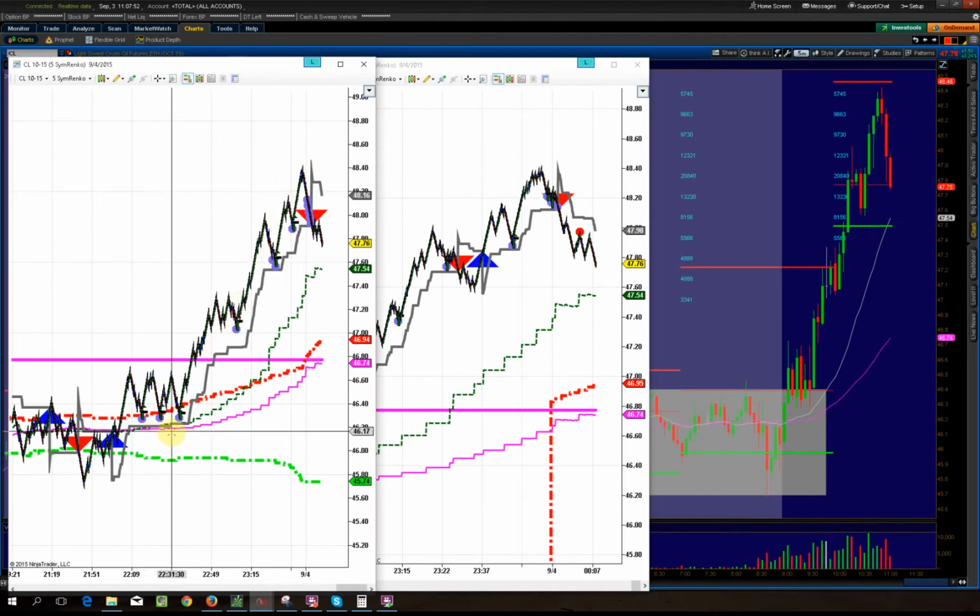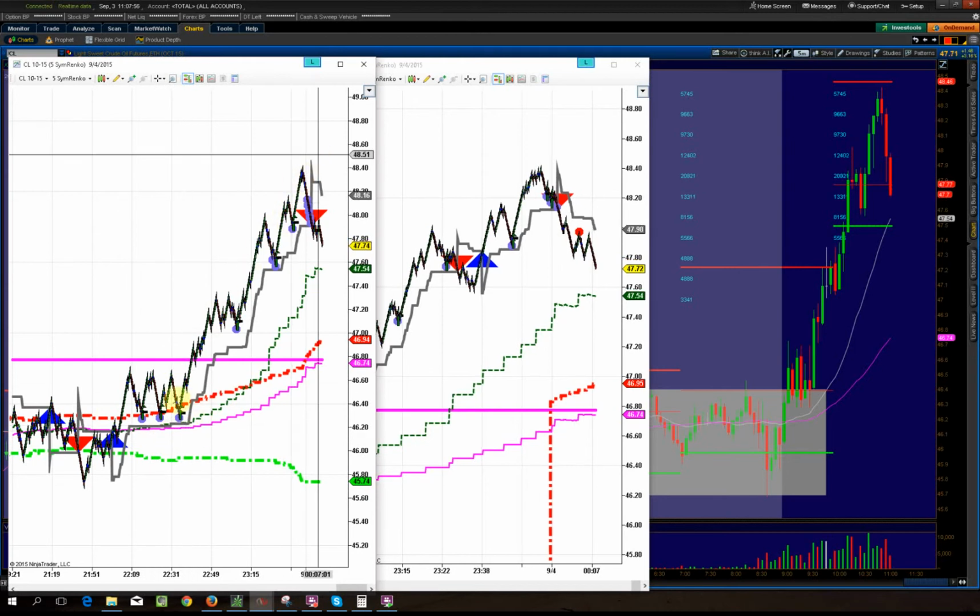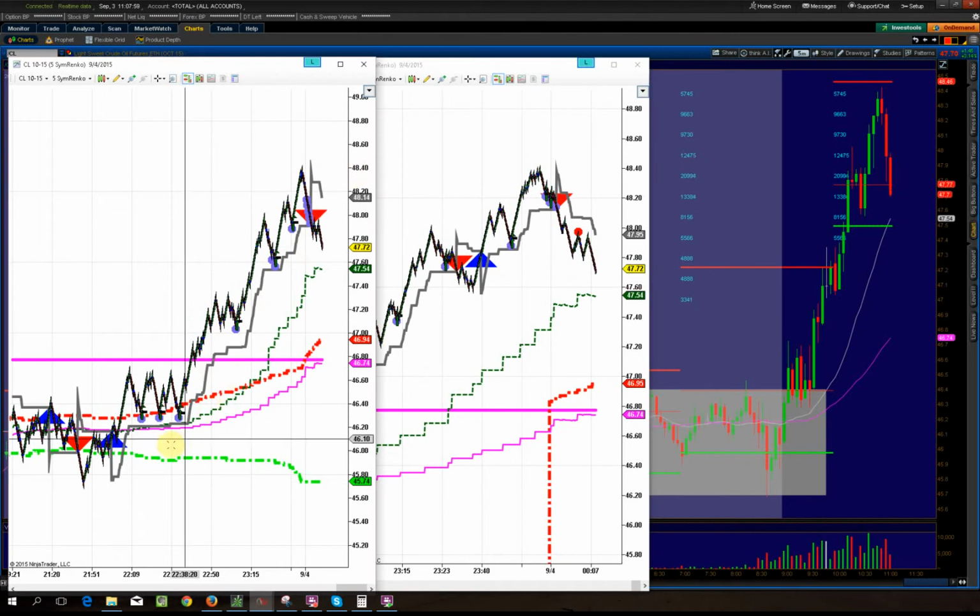So if you had one contract, per one contract, you would have made $2,000. With 10 contracts, you would have made $20,000, right?